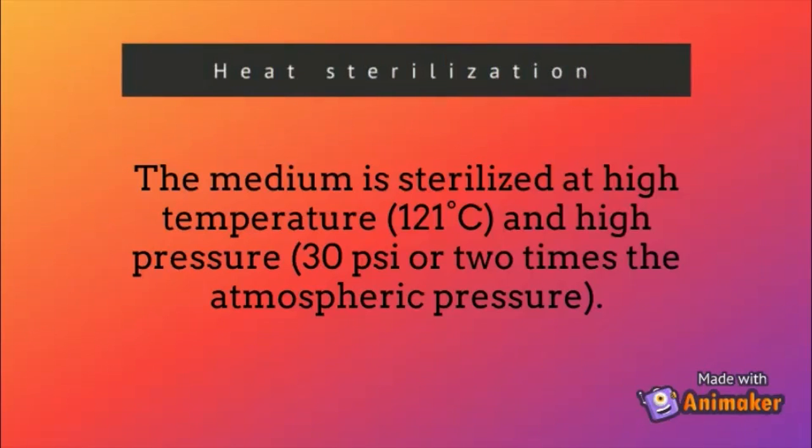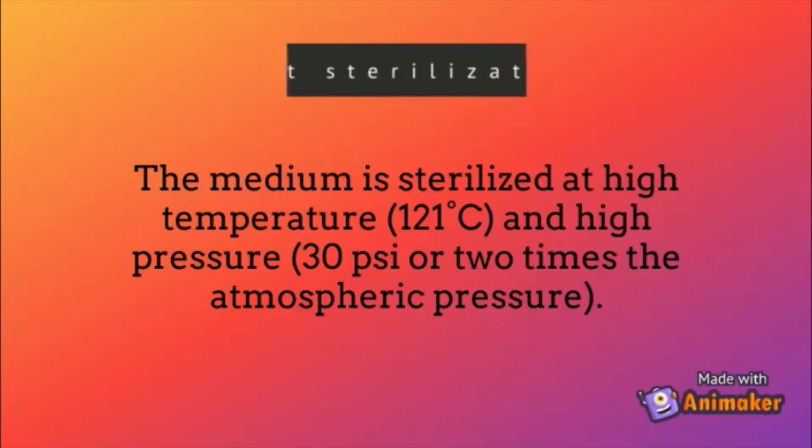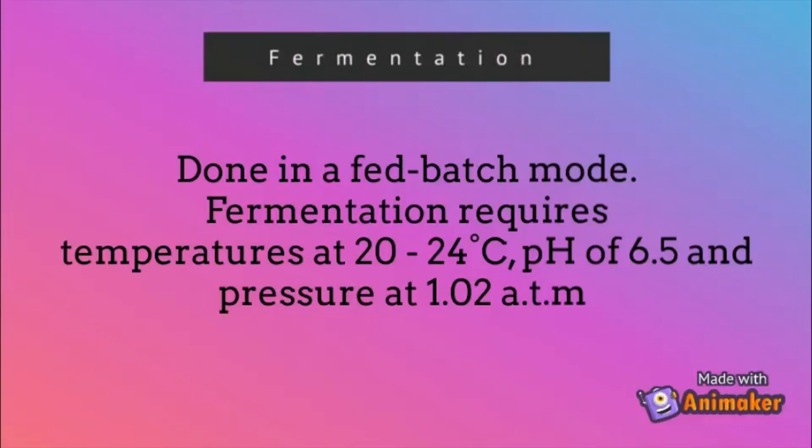Followed by the heat sterilization, the medium is sterilized at a high temperature, which is 121 degrees Celsius, and high pressure of 30 pounds per square inch, or 2 times the atmospheric pressure. Lastly, the fermentation is done in a fed batch mode, since glucose cannot be added in large amounts at the early stage of growth, which might possibly cause lower production of penicillin. It requires the temperature to be at 20 to 24 degrees Celsius, pH of 6.5 and pressure at 1.02 atmospheres, higher than atmospheric pressure, to avoid contamination occurrence.